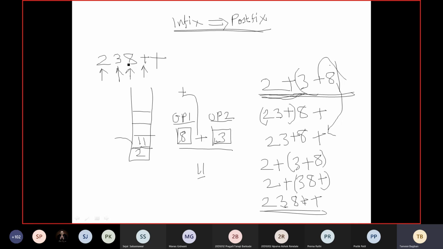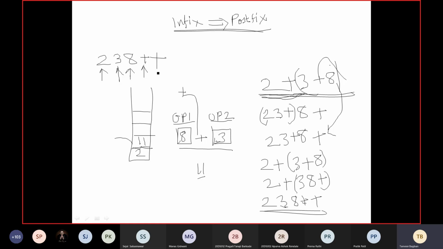So remember what I have done. Here it was 3 and 8. So when we read plus, 8 is taken into OP1 and 3 is taken into OP2, our second operand, and this plus operation is performed between these two operands, and whatever result you get, 11, is pushed onto the stack. Now stack contents are 2 and 11.